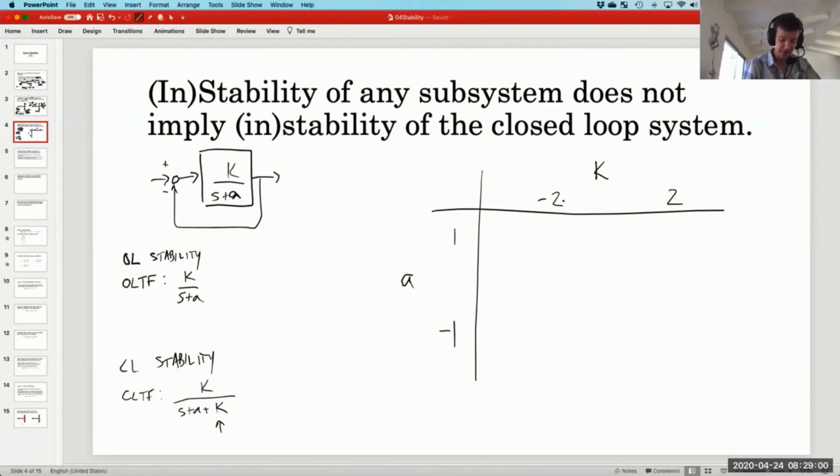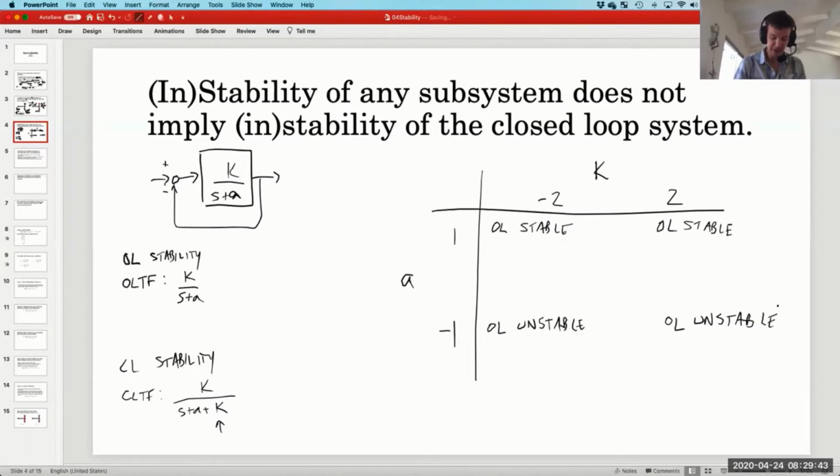If k is -2, well, actually, k has no bearing on the open loop stability, right? Because k has no bearing on the open loop pole. And so the open loop stability is entirely dictated by a. So if a is 1, that means the pole is at -1, so this is open loop stable for both of these. And then conversely, it's open loop unstable if a is -1, which means the open loop pole is at +1. Okay, so there is the open loop analysis.